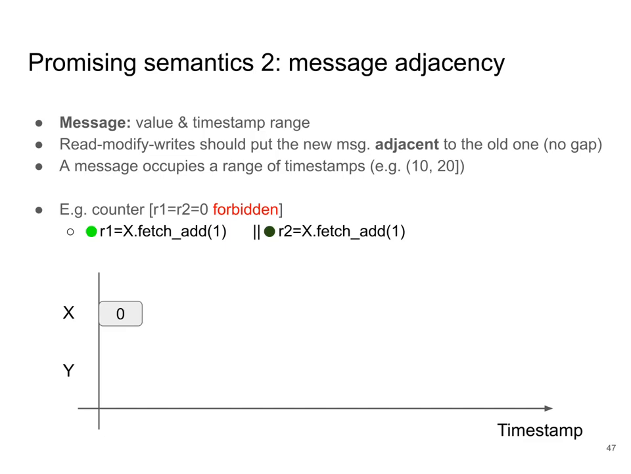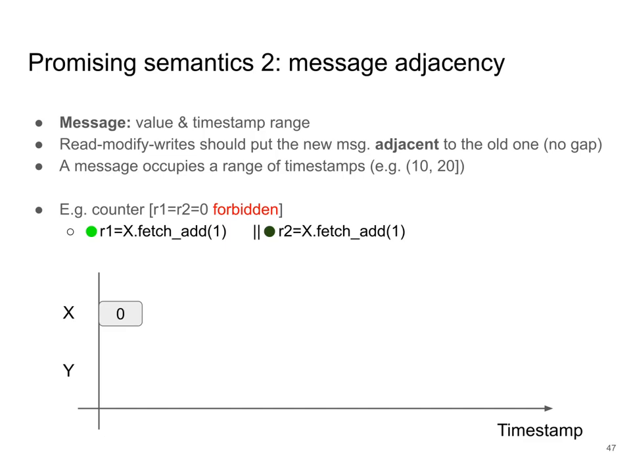And why do we do this? We are going to do this because we want to model read-modify-write in this way. In order to append a message that is the result of a read-modify-write, we require that the new message is adjacent to the old one. Adjacency means there is no gap between the two messages. They are now ranges, and we want to make sure that if a message is read-modify-written, then the two ranges of the previous and the current messages should be adjacent without gap.